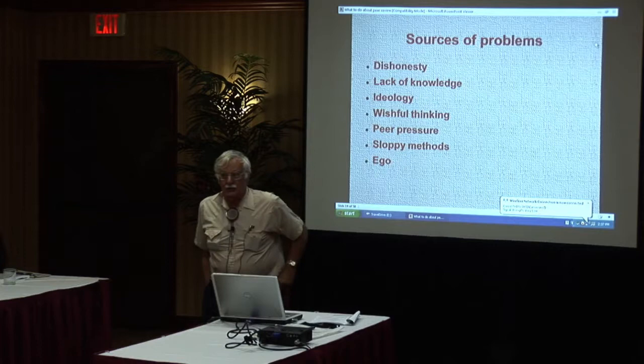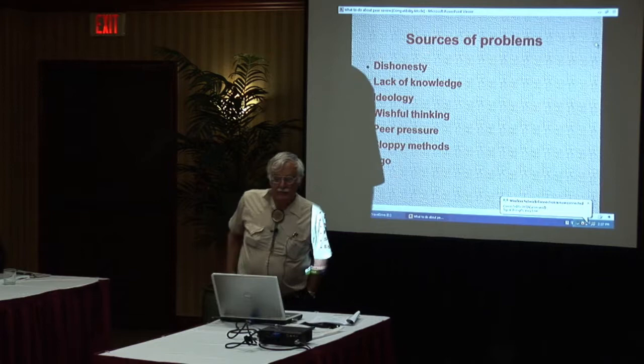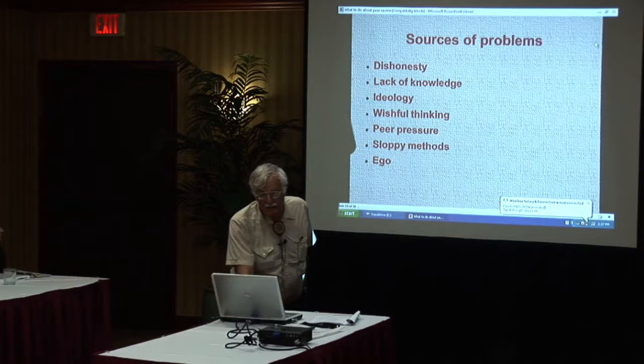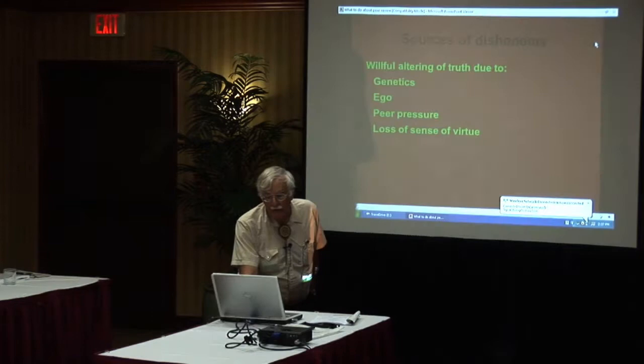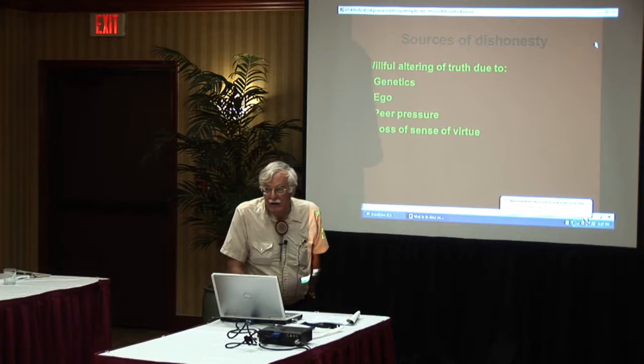That's kind of a more obvious example. Ego, just plain the ego. I just want to inflate myself. Sloppy methods. Sloppy methods get back to the knowledge quality specifications organization. I think if we had some specifications of what good knowledge is, we might avoid some of these. I don't know. We'll work on that in the workshop. Sources of it. I'm going to get into this genetic thing in a second.